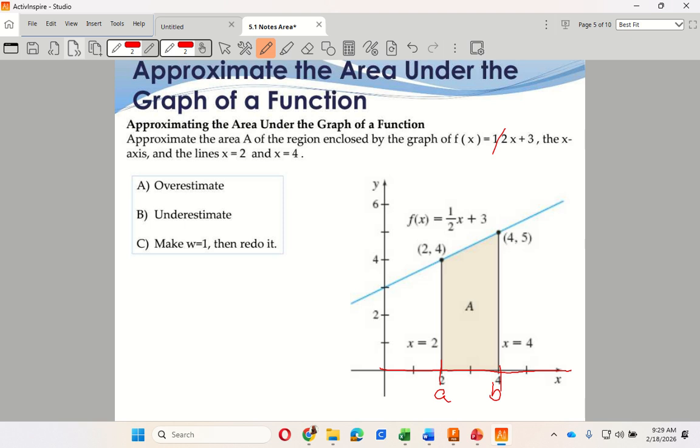Now, let's do an overestimation. Let's make a rectangle using overestimation. I would use the 5, right? So right here, I would box that off, right? So my height in an overestimation would be 5. So the area for the first one would be 5 times b minus a, which is 4 minus 2, 10 units squared.